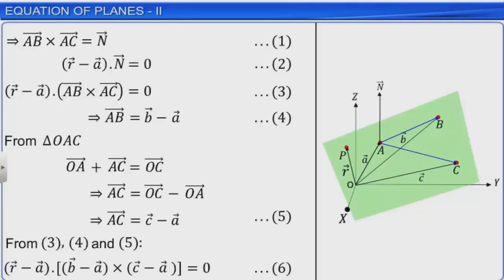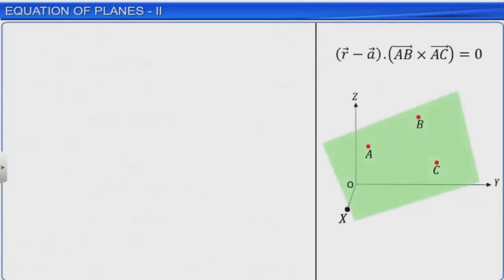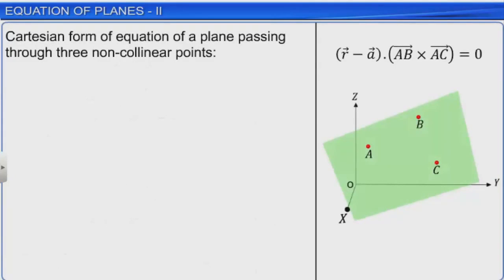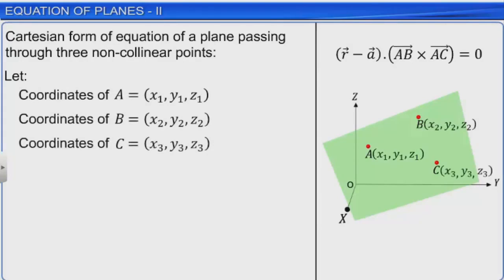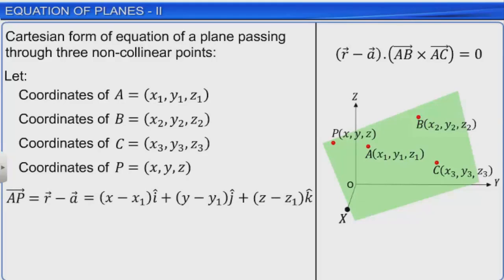Now, let us derive the Cartesian form of the equation of a plane passing through 3 non-collinear points. Let the coordinates of points A, B, and C be as shown. Consider another point P on the given plane having the coordinates x, y, and z. If the position vectors of points A and P are vector A and vector r respectively, then we can write vector AP as shown. Similarly, we can write vector AB and vector AC as shown.